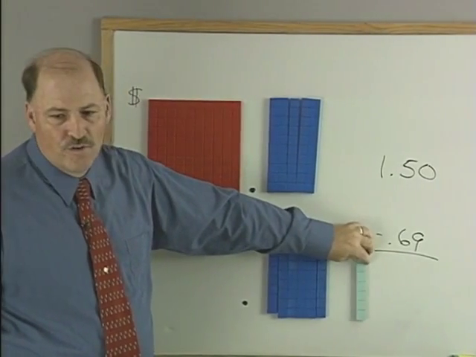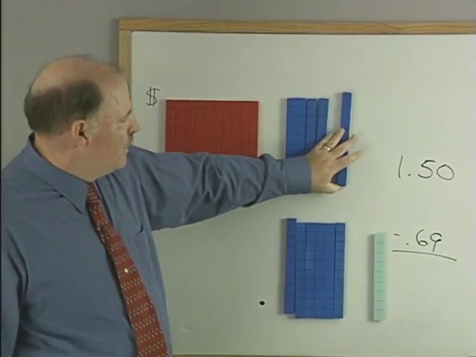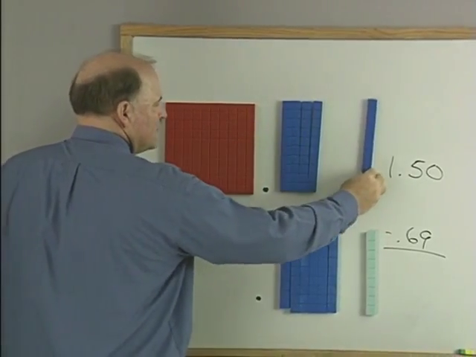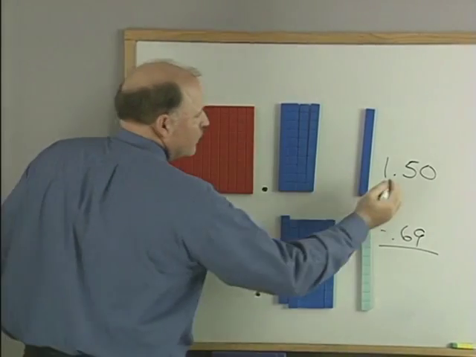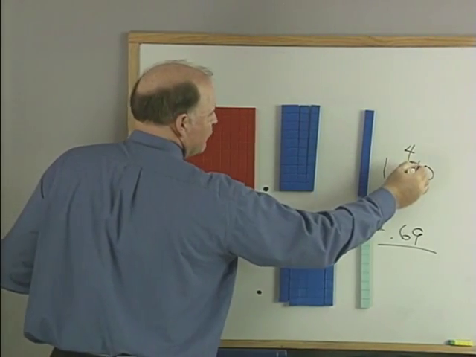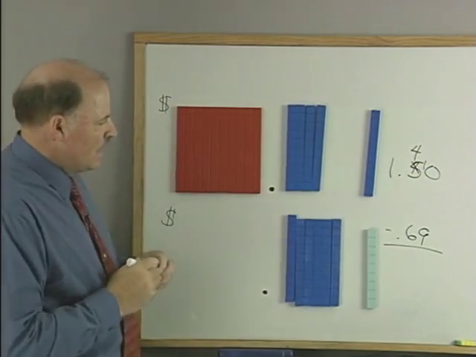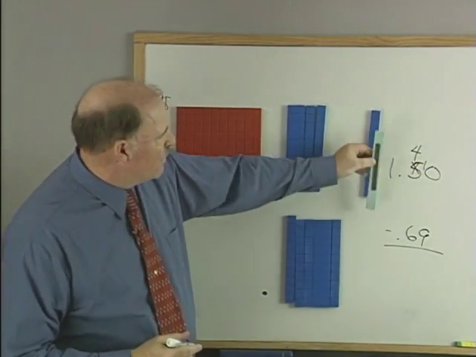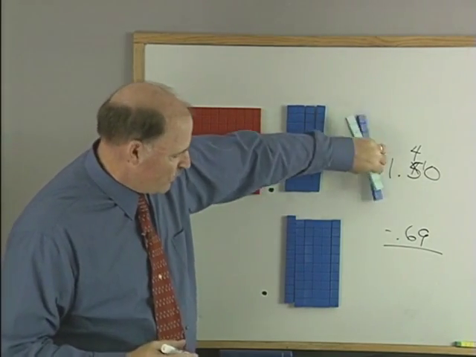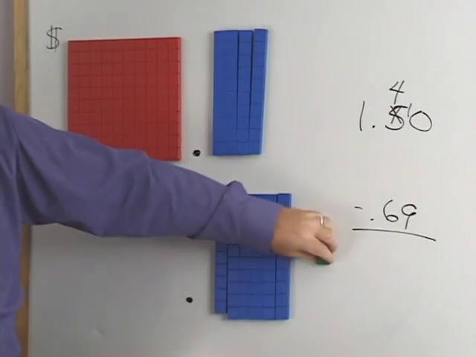No. So what are we going to do? We're going to bring 1 over here, and now this dime becomes 10 pennies, right? So now we only have 4 dimes here, and we have 10 pennies over here. Now can we take 9 pennies from 10 pennies? Yep. What do we have left? 1 penny. Very good. Put the 1 here.